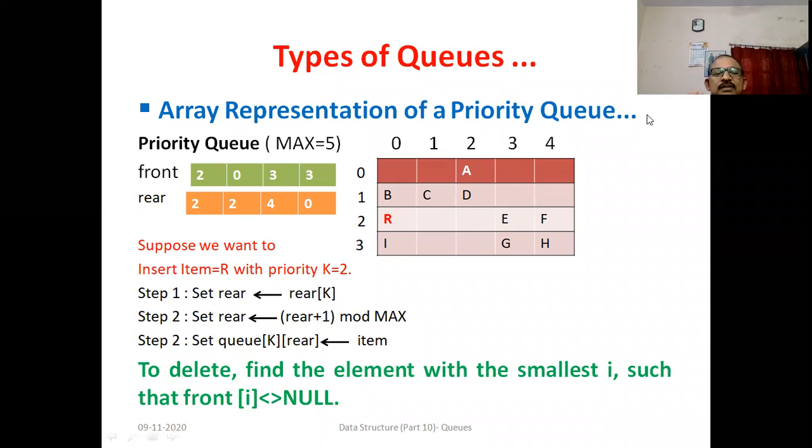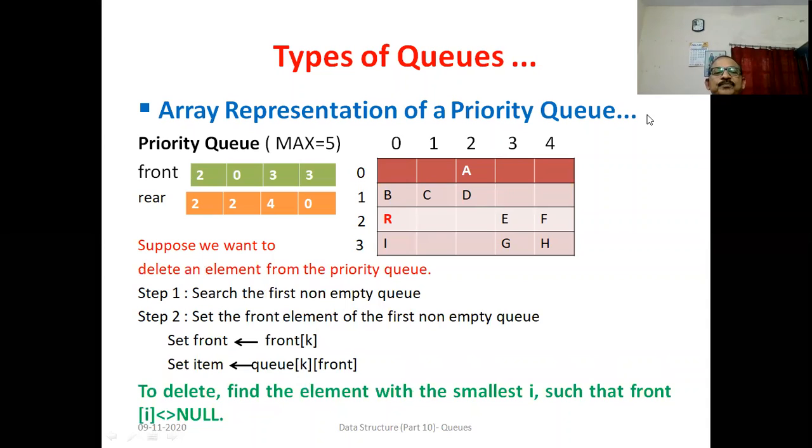Next, we simply set QK. What is K? K is the priority, and the priority of item R is 2. So we set Q2, followed by the value of rear. Rear is 0. So we set Q2 0 equal to item. So with the help of these 3 steps, we can insert an item in a priority queue. Okay, is it clear? Now, let us see the delete operation.